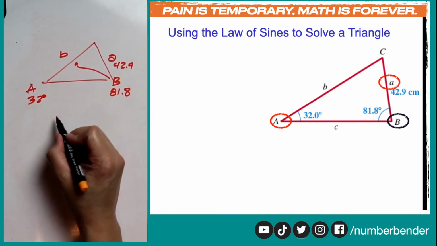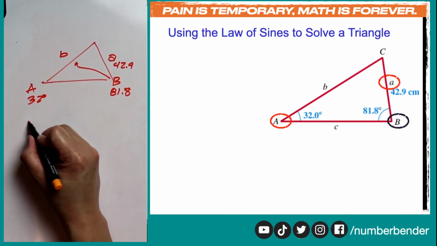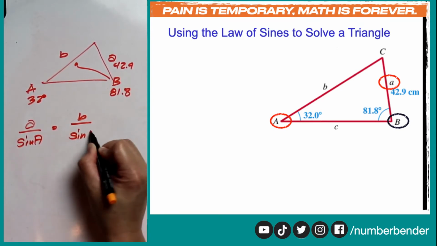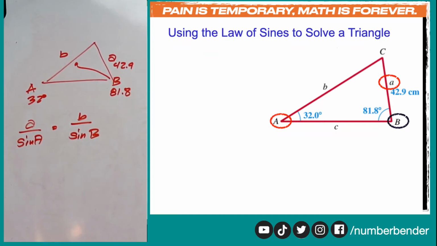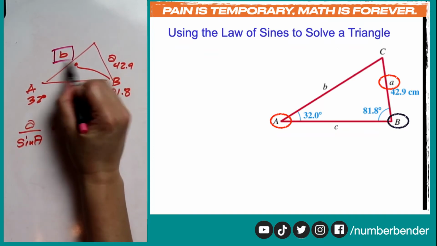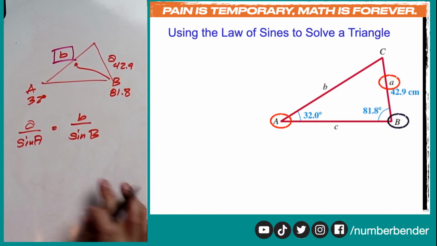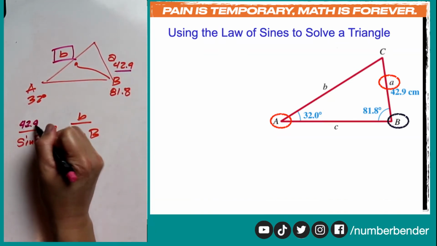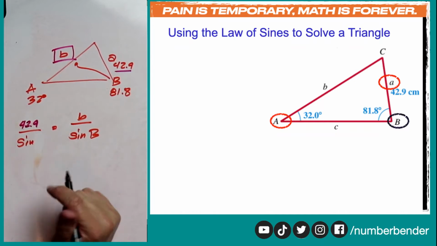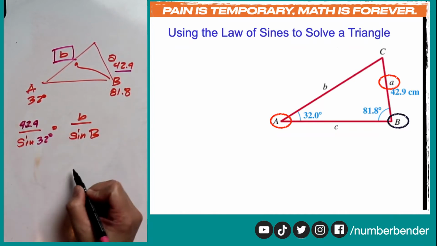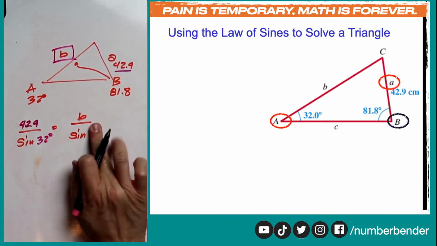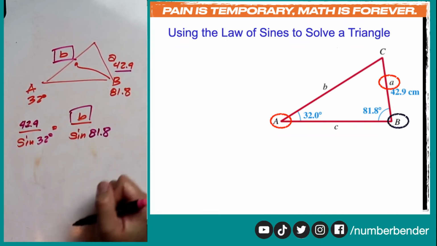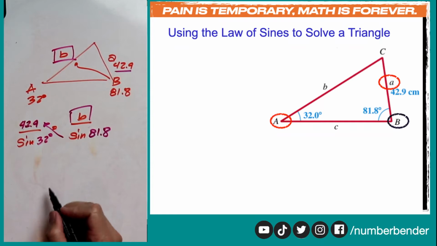From here, the law of sines will apply, because a over sine A equals b over sine B will help us answer this missing part of the oblique triangle by replacing the given side a, which is 42.9 centimeters, and angle A, which is 32 degrees. We're also given angle B, which is 81.8 degrees. Now, by using cross products, we'll be able to find b.